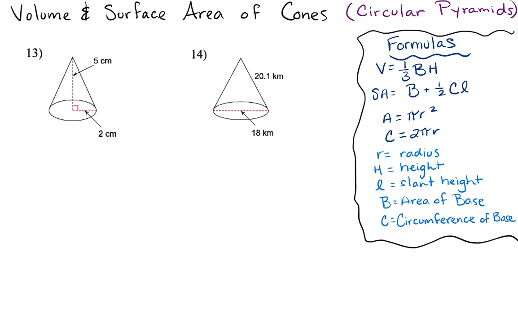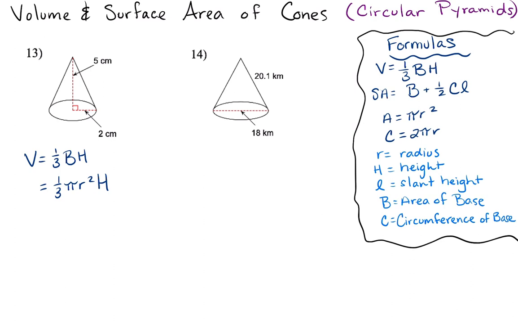To calculate the volume of a cone, the formula is 1/3 times the area of the base of the cone times the height of the cone. Since the base of the cone is a circle, we're going to need the area formula for a circle, which is pi r squared. So let's rewrite that. We get 1/3 times pi r squared times the height of the cone.